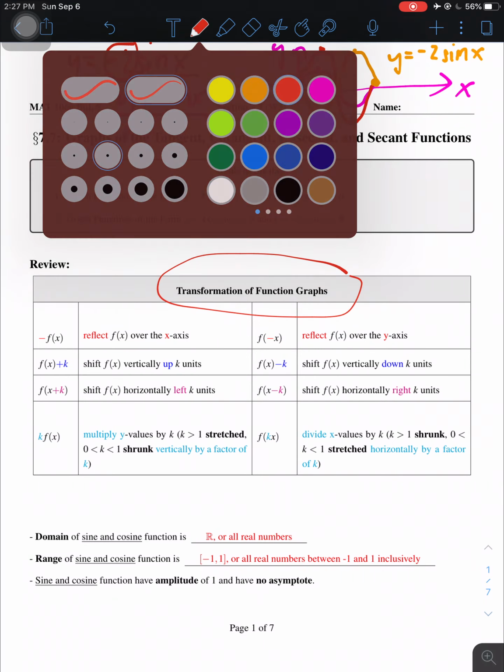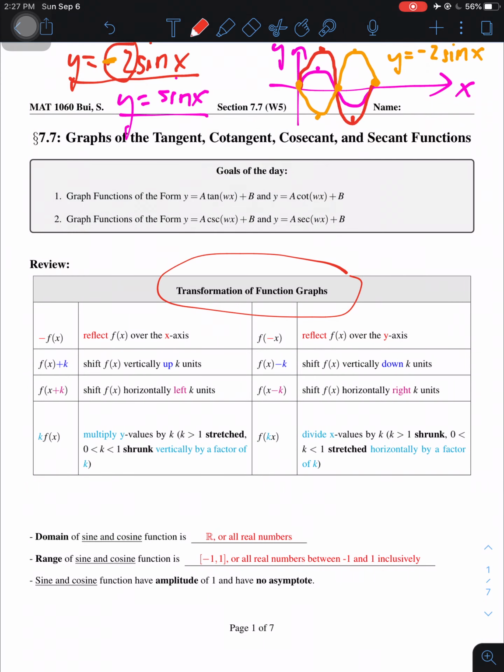So the 2 in here, if you have a number in front of your function, we're talking about this case in here. And in here, since k is 2 and 2 is bigger than 1, we have a vertical stretch, okay? I didn't mean to cross it. So we're going to have a vertical stretch by a unit of 2, or by a factor of 2, okay?